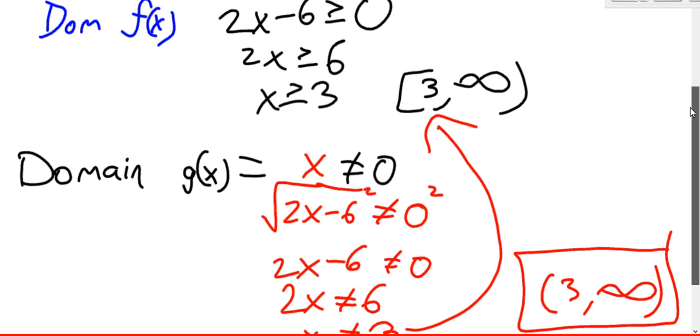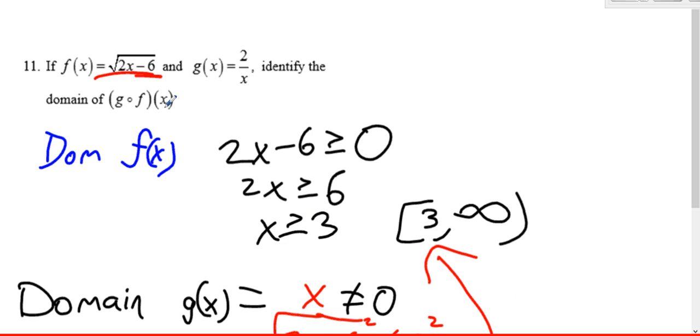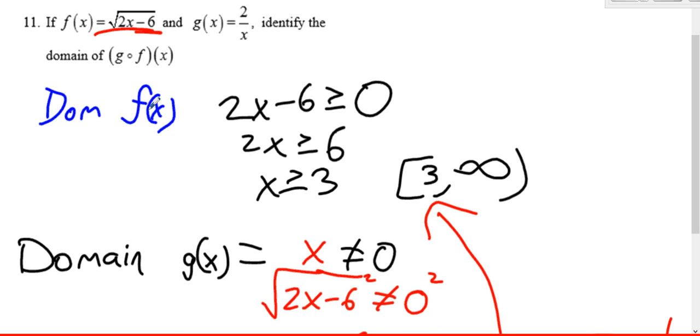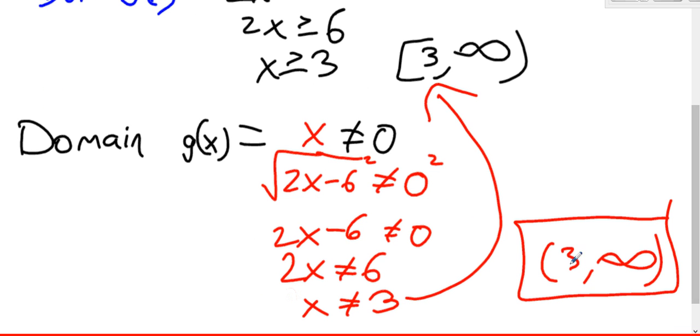So you start with the domain of whichever function is written at the back. Domain of f is 3 to infinity. Then you take f into the domain of g. Domain of g is x cannot be 0. Replace x with f, solve it out. All that told us was x cannot equal 3, so you've got to take it out. You change the bracket to a parenthesis.